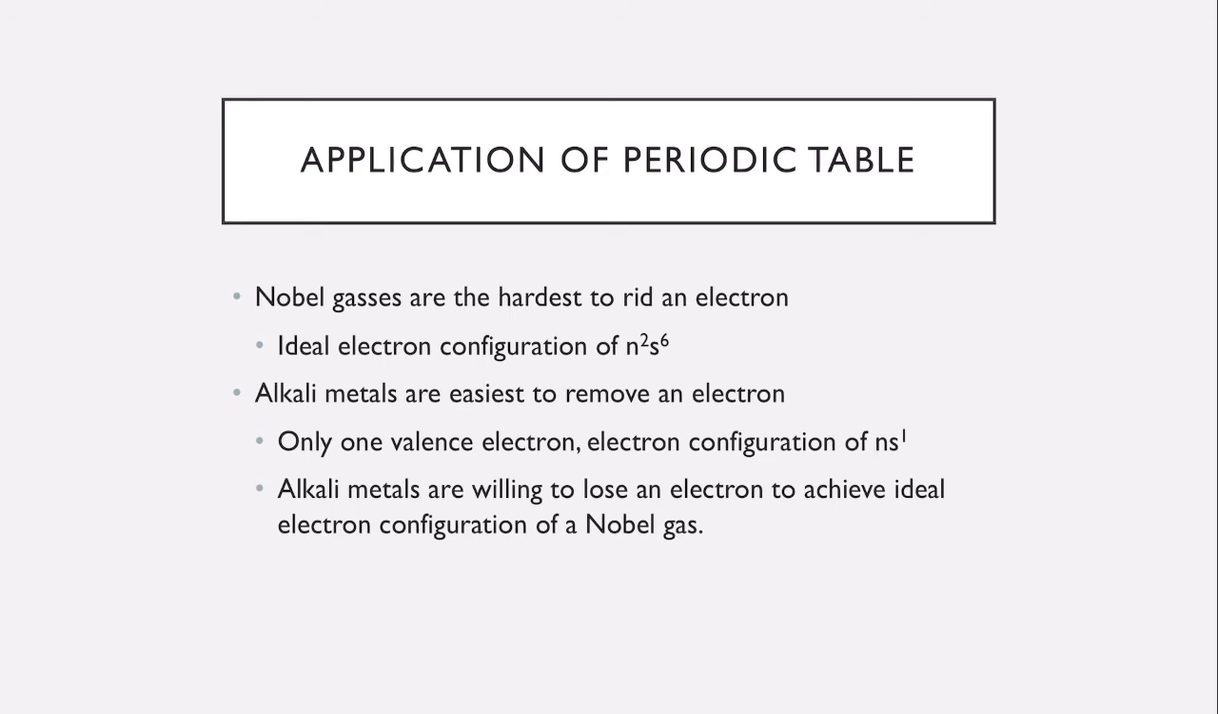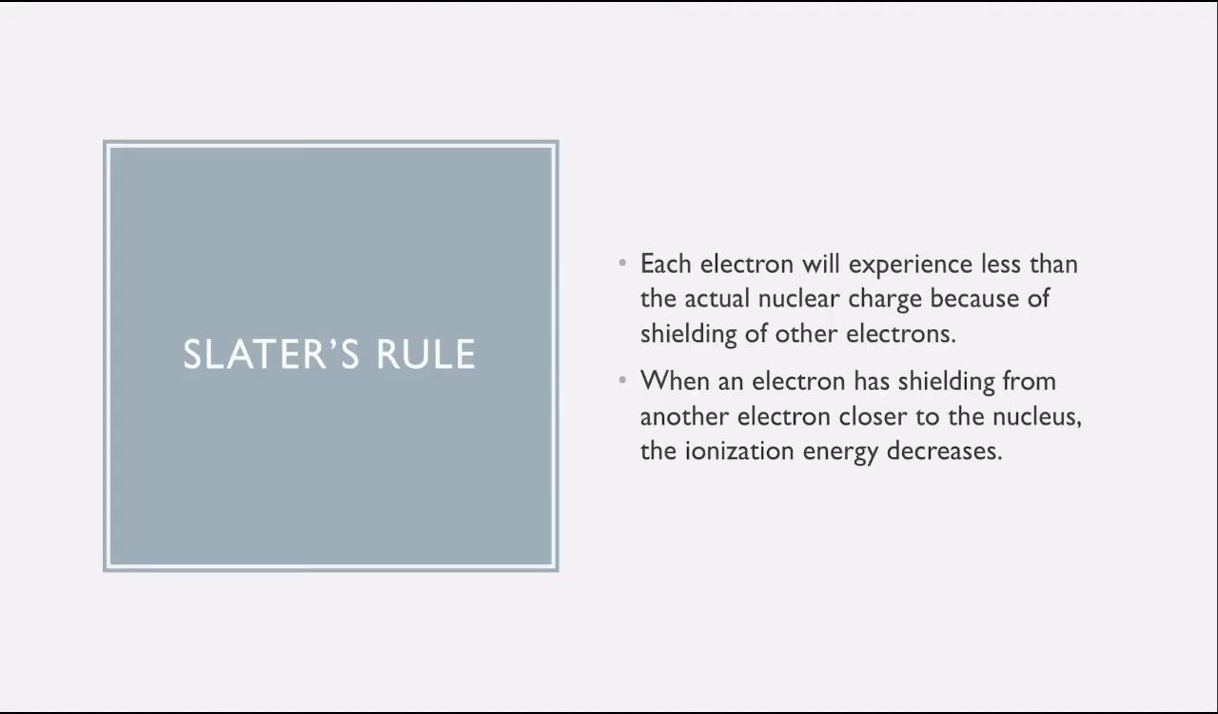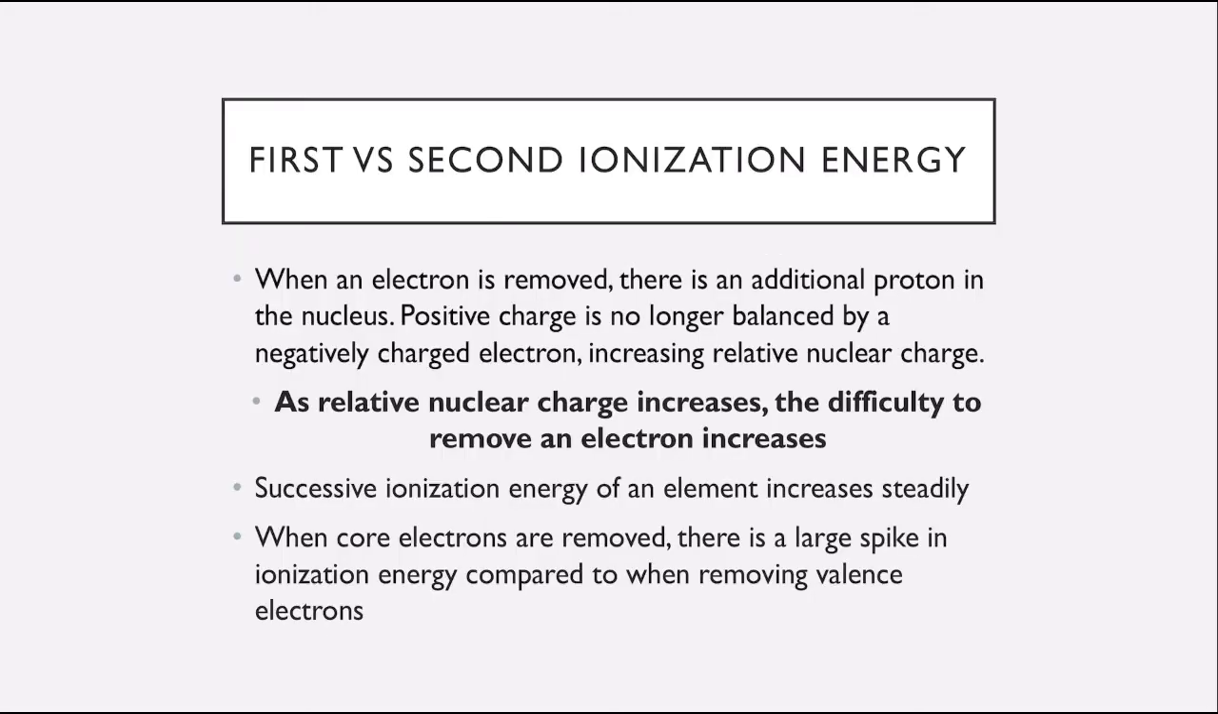Alkali metals are more willing to lose one electron to become more stable, as they will then have the same electron configuration of a noble gas. We can say that an element with a lower ionization energy is more reactive. So, due to Slater's rule stating that each electron will experience less than the actual nuclear charge because of shielding of other electrons, when an electron is shielded by another electron that is closer to the nucleus, its ionization energy decreases.